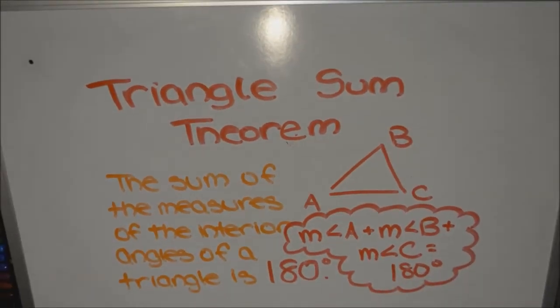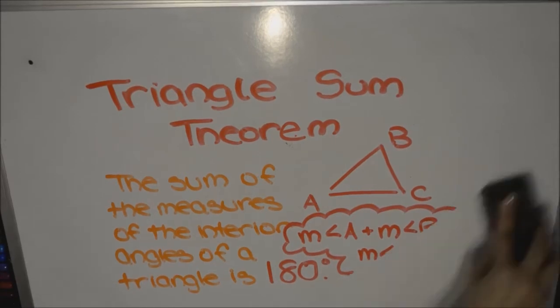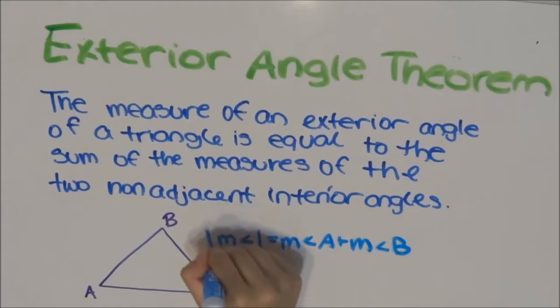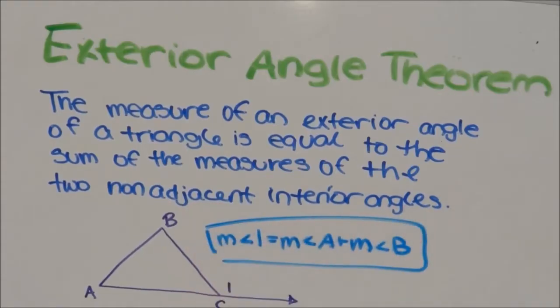Triangle sum theorem states the sum of the measures of the interior angles of a triangle is 180 degrees. The exterior angle theorem states the measure of an exterior angle of a triangle is equal to the sum of the measures of the 2 non-adjacent interior angles.